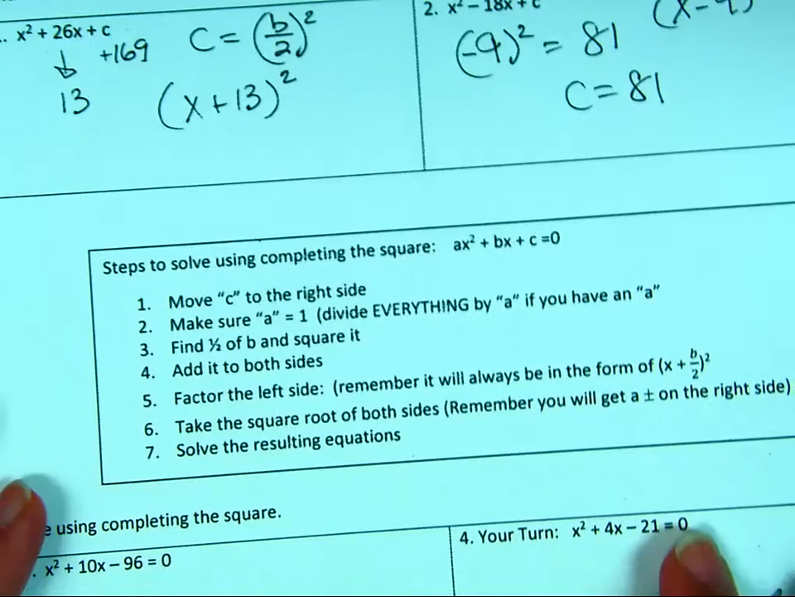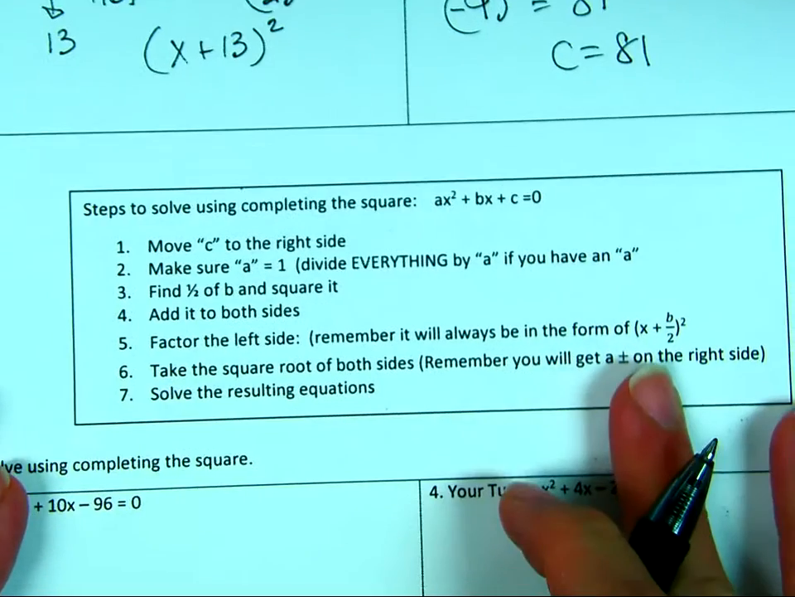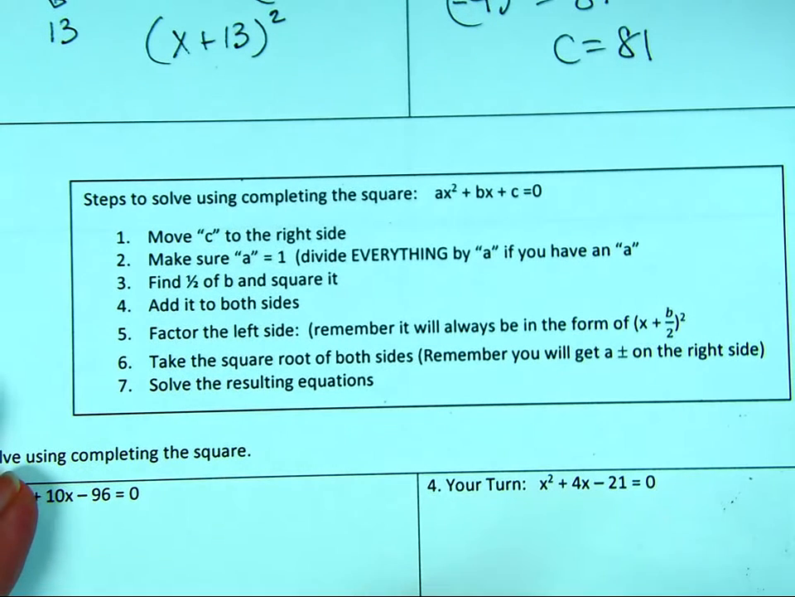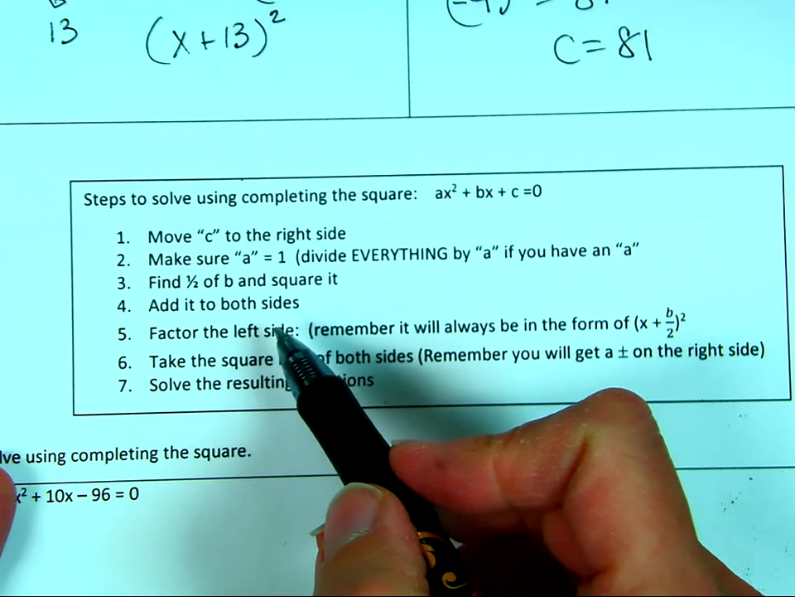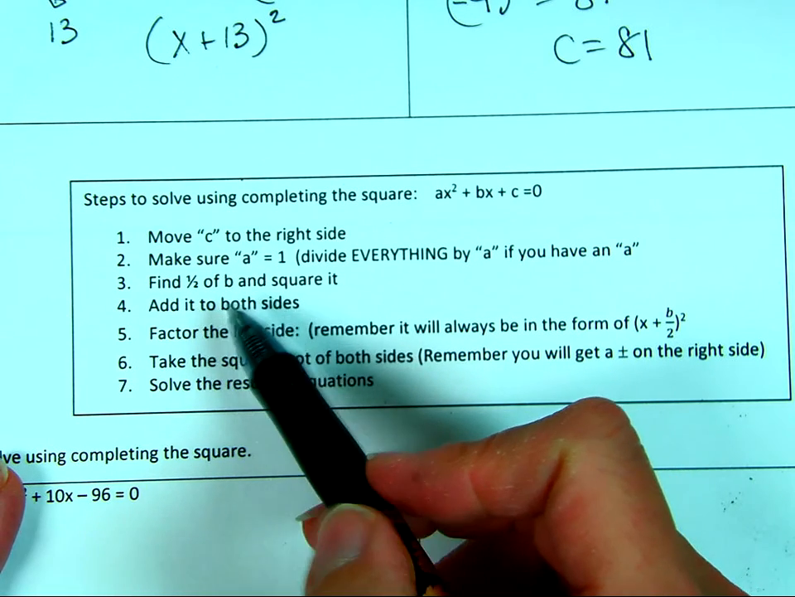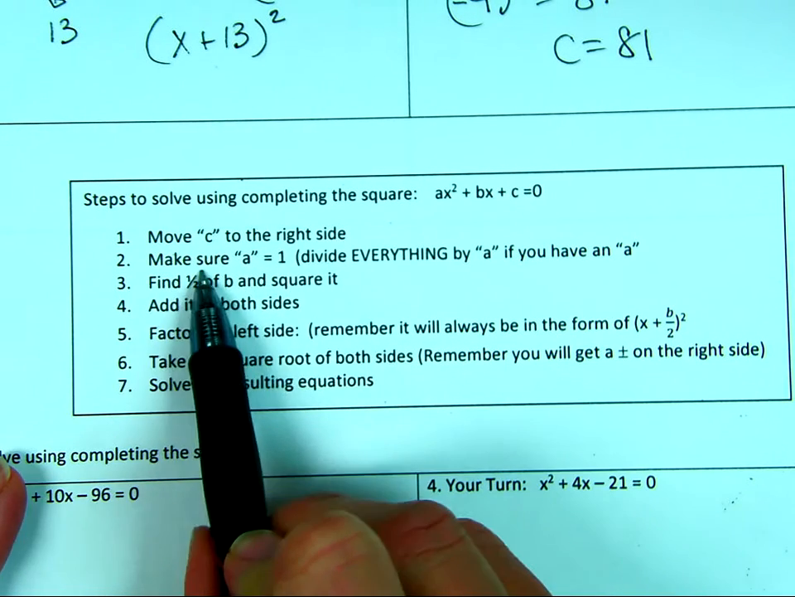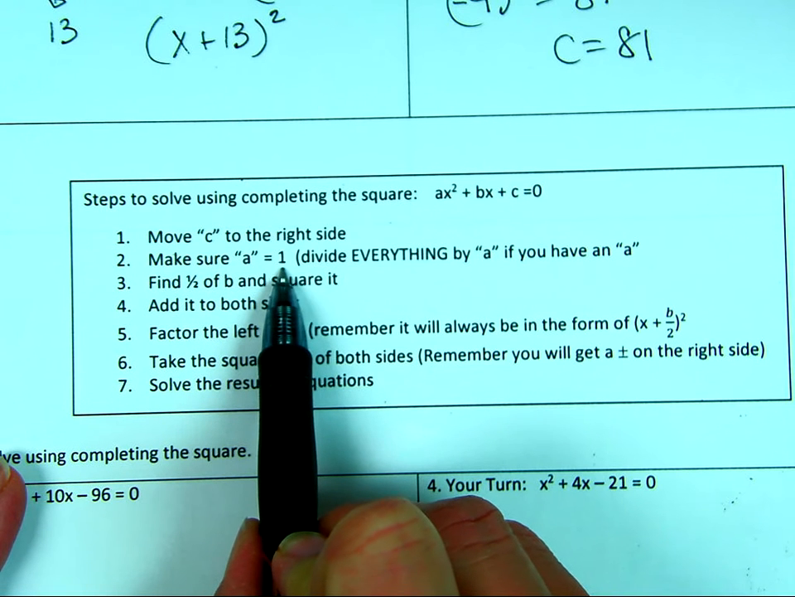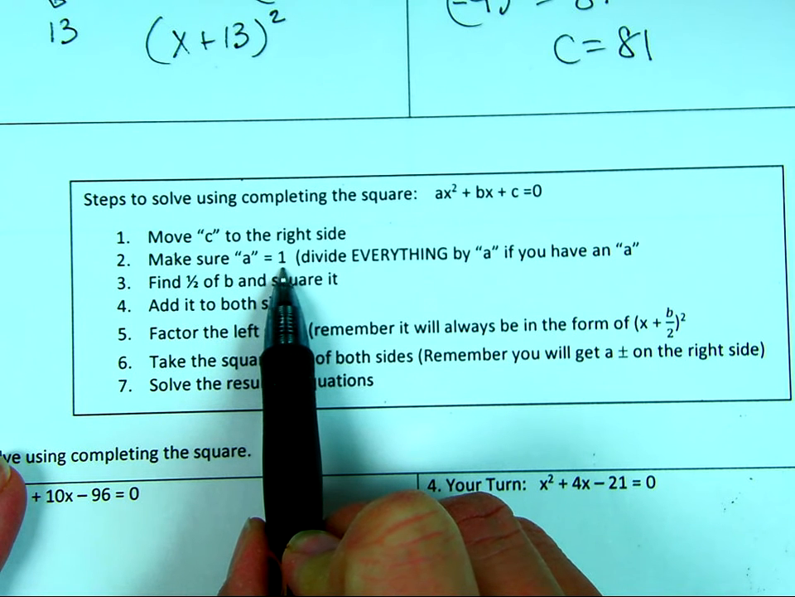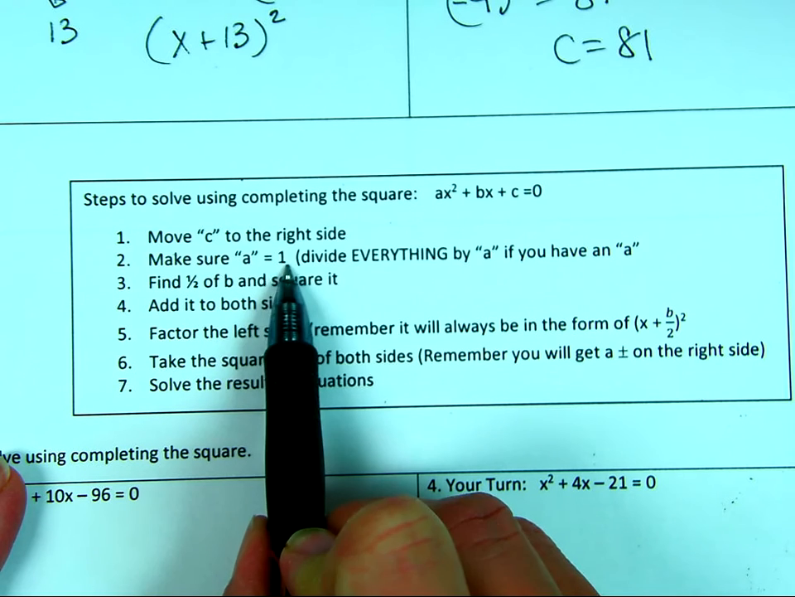Okay, so here are the steps to completing the square. There's quite a few of them. We have to remember how to complete the square. You have to memorize these steps, but we're going to go through it step by step. So the first step is to move c to the right side. The second step is to make sure that a equals 1. Remember, today we're just doing a equals 1, so we won't have to worry about that step today. That'll be the next video.